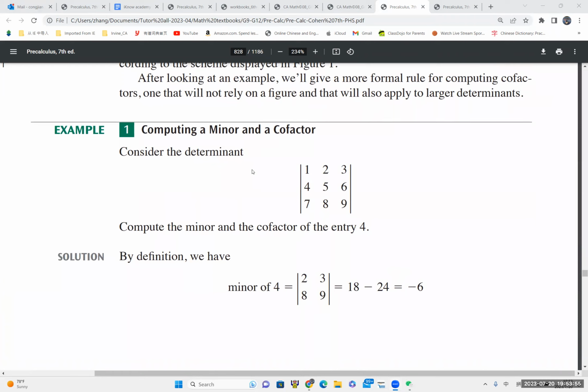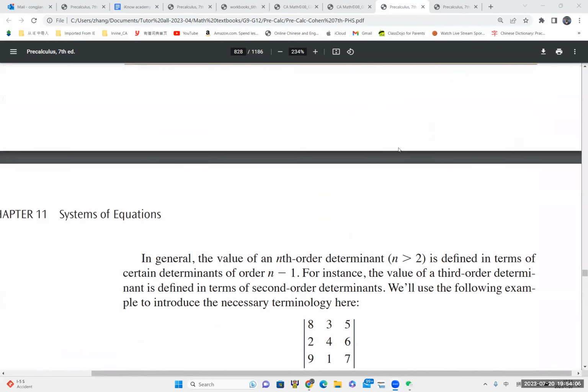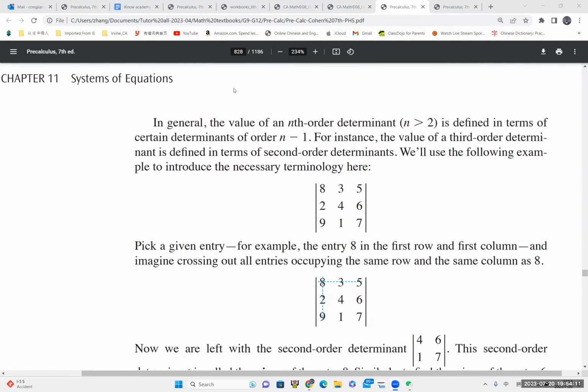Compute a minor or a cofactor. Minor 4. Here, mention something: the value of an nth order determinant when n is greater than 2 is defined in terms of certain determinants of order n minus 1. A third order determinant is defined in terms of second order.